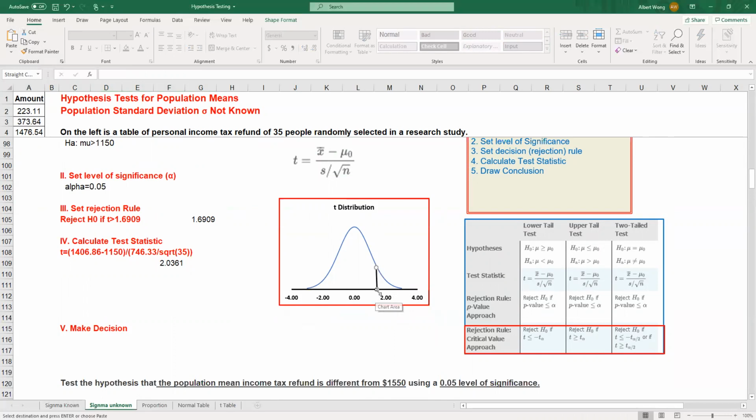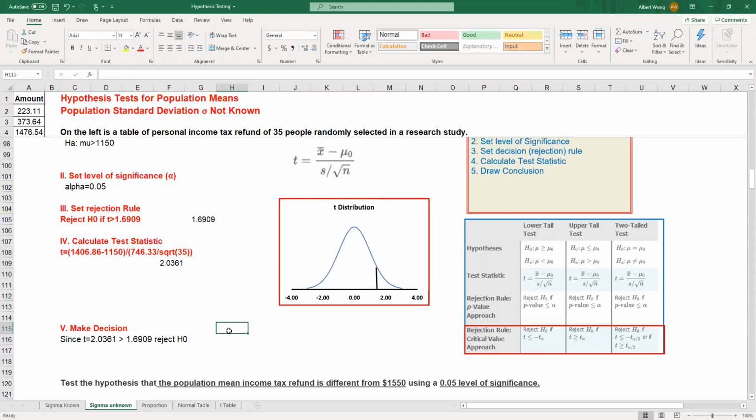The critical value is 1.69. Our test statistic is here. So it's in the rejection region, so we will reject, right? So we say since t equal to 2.0361, this is greater than 1.6909, so we reject, right? Greater, we reject, okay?